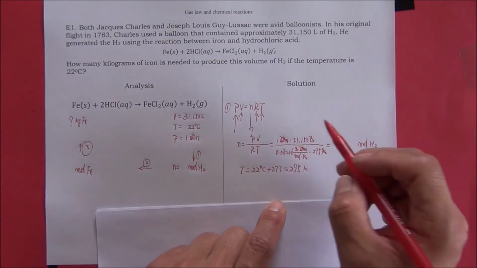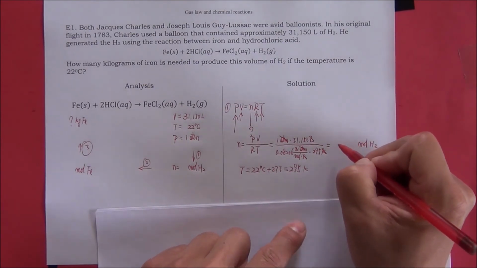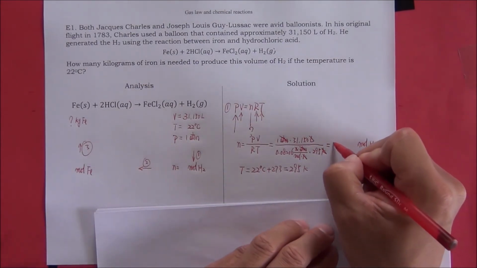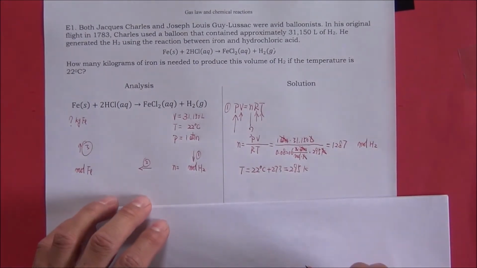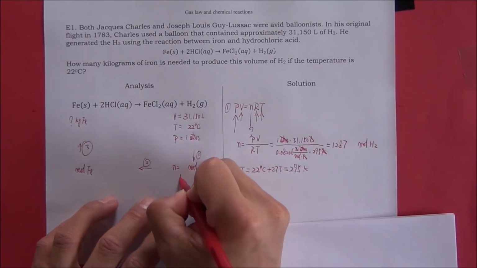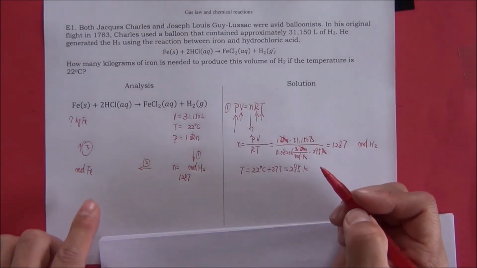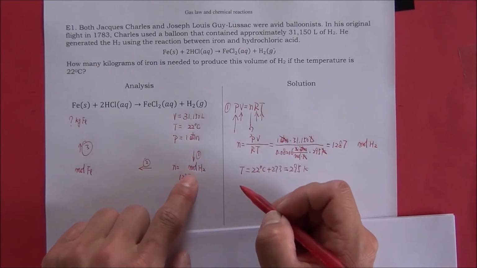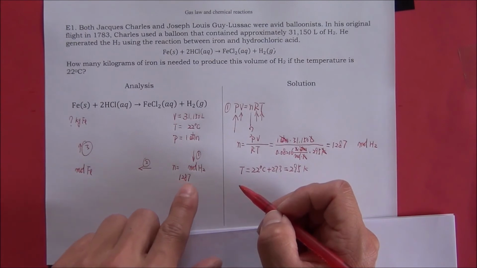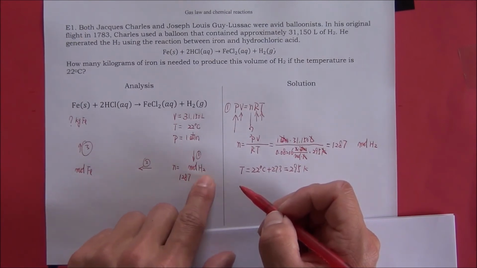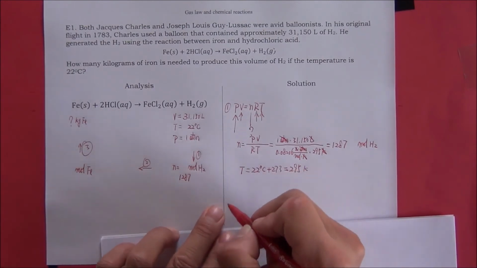What we need to do next is plug all the numbers into a calculator. From the calculator, the answer is 1287. Now we get 1287 moles of H2. Then we need to use a conversion factor from the balanced chemical equation to do the conversion from moles of H2 to moles of Fe. This is the typical stoichiometry calculation.